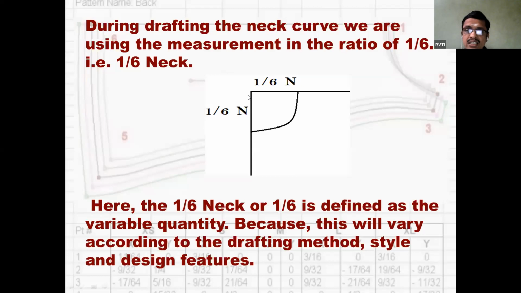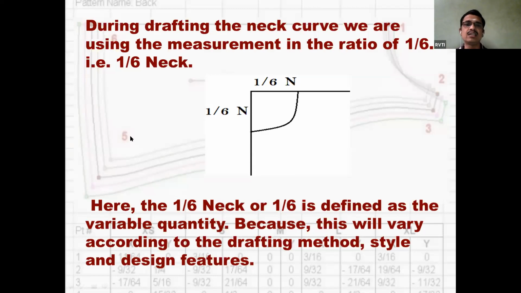I'm using 1/6 of the neck only, in front or back, anything. 1/6 of the neck only. See here the neck measurement is 1/6 of the neck. So the 1/6 is the variable quantity, because this will vary according to the drafting method, style, and design features. In one style we can apply 1/6 neck. In another style we can apply 1/5 neck.